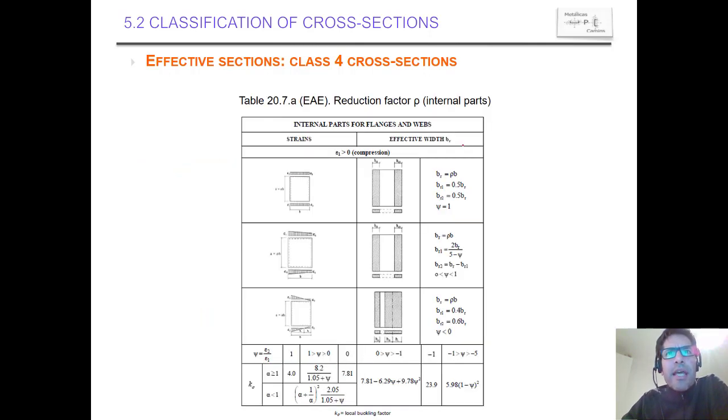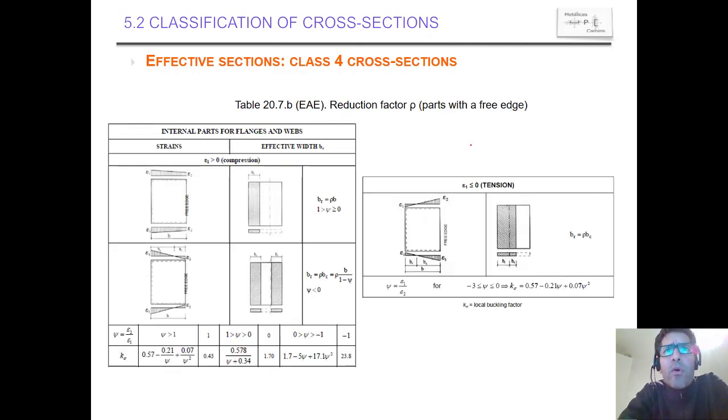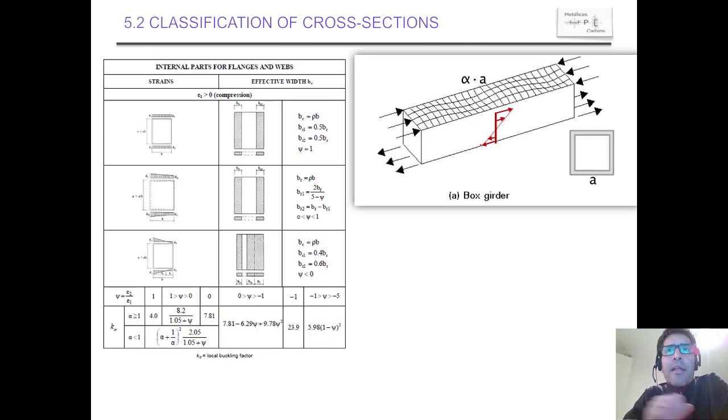So let's go to these tables that we now find in your code. These tables provide information for K sigma, and these tables provide information for C as well. We have two different tables. We have a table with reduction factors for internal parts, and tables for obtaining reduction factors for parts with a free edge. So what's an internal part and a free edge? Let's have a look at it with an example. This is a particular case in which you can understand how to use the table.